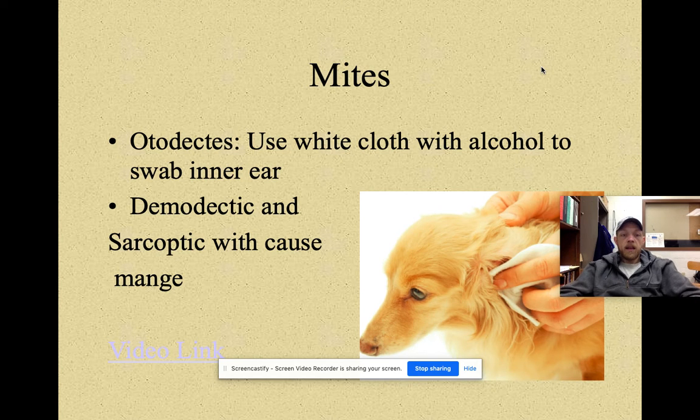Our demodectic and our sarcoptic mites, they're going to cause mange. Lots of itching, lots of scratching, hair loss, and it'll eventually turn into those calluses that we saw on our introductory slides. Let's take a look at some Otodectes this morning here.